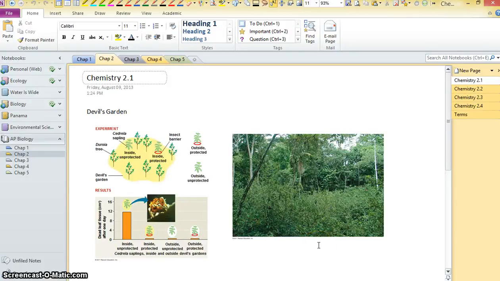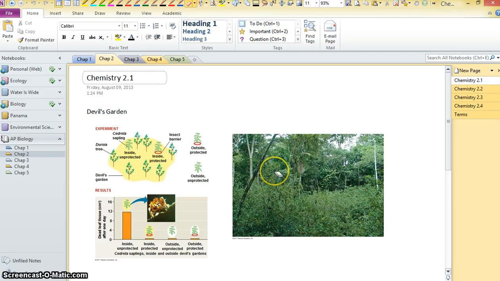All right, now let's start talking about Chapter 2, some basic chemistry, in particular as it applies to living systems. The chapter starts with a story of this thing called the Devil's Garden, and we'll talk about this in more detail in class, but it's an interesting situation, which you could call a symbiotic relationship or a mutualism between a particular species of ant and these plants, in which the ant essentially is the caretaker of the plants and takes care of them.